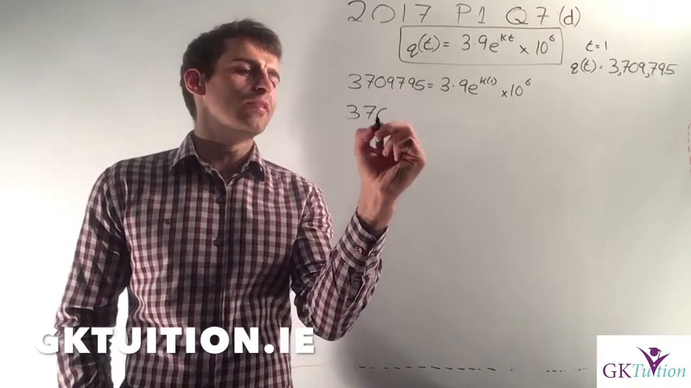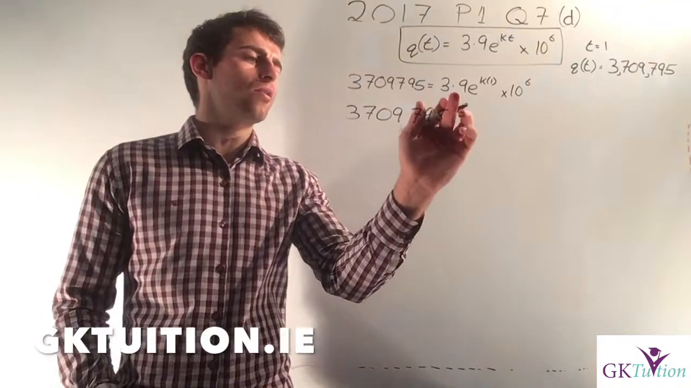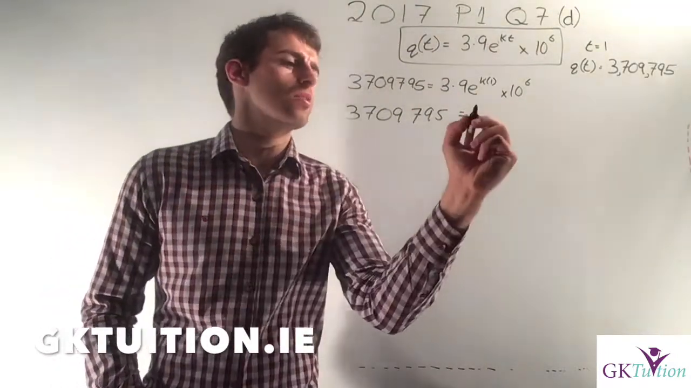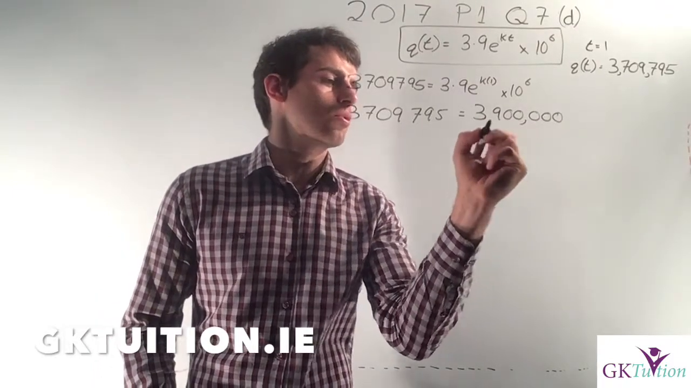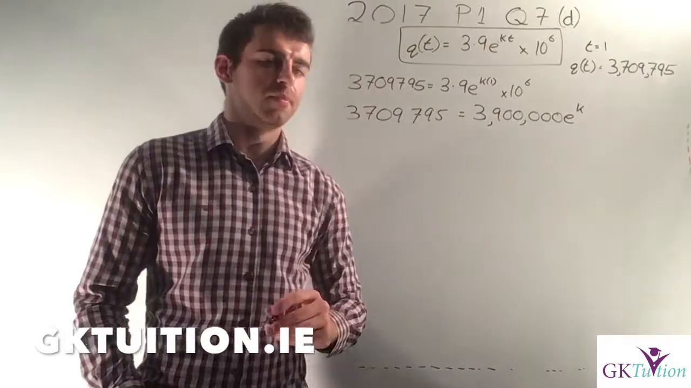For the moment, we'll leave the left-hand side as it is, but on the right-hand side, we should multiply 3.9 by 10 to the power 6. Remember, 10 to the power 6 is just a million. So 3.9 by 10 to the power 6 is just 3,900,000. And that's e to the power of k.